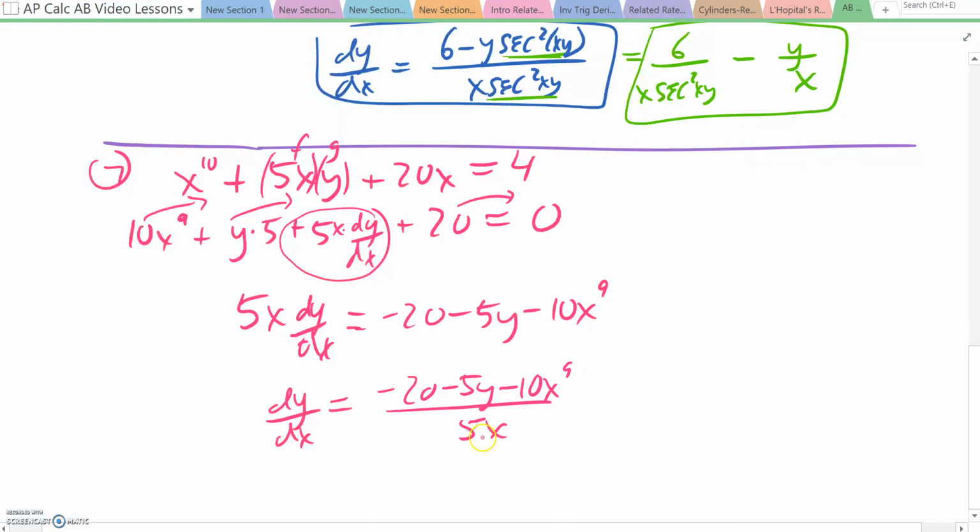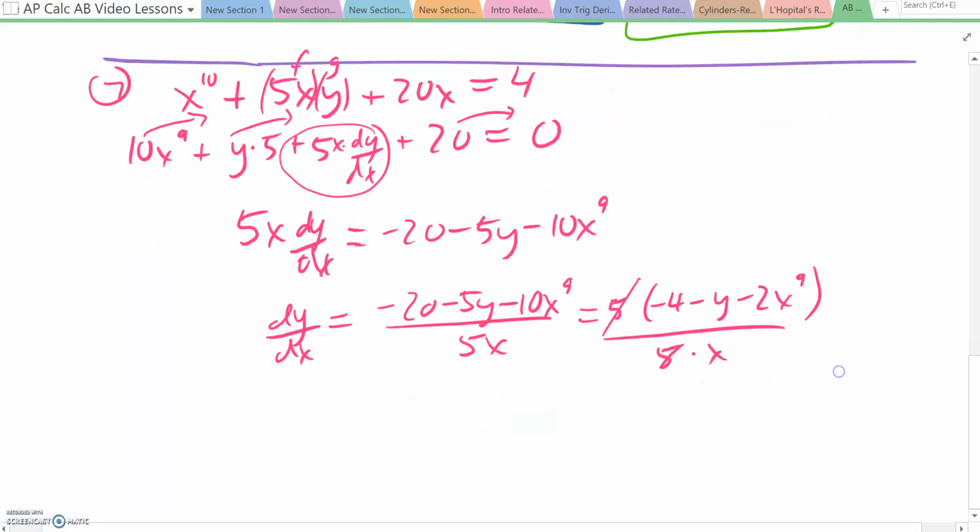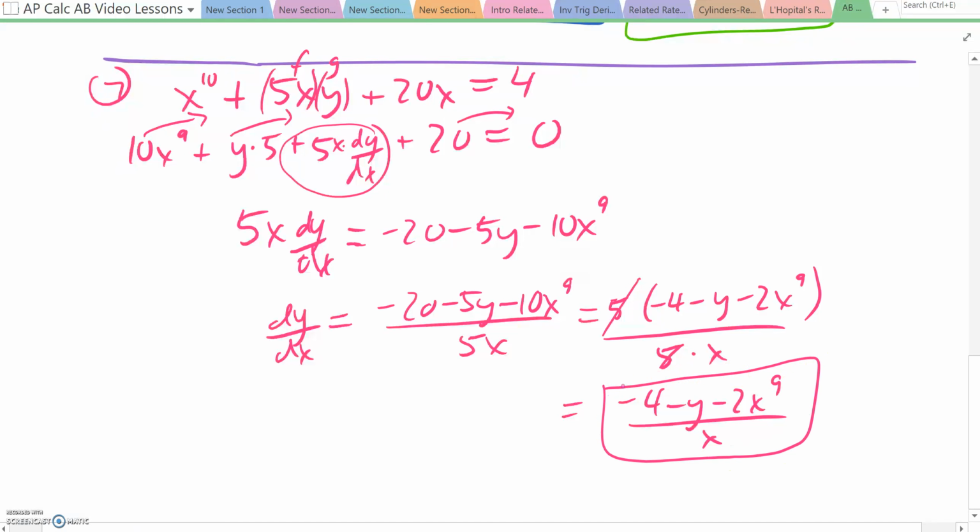Oh yeah, we should get rid of the 5 there. So 5 goes into all of these guys on the top. Maybe we'll show that step. So divide out a 5, and that leaves a negative 4 minus y minus 2x to the ninth. And then, of course, there's a 5 times x down here. We'll cross off those 5's, and we'll leave a final answer of negative 4 minus y minus 2x to the ninth all over x. And that would be a good final answer right there. Of course, there are different forms. I think on the PDF I left the negative out in front, which is not my favorite thing to do, but then you could leave these as all positive and maybe reorder it.